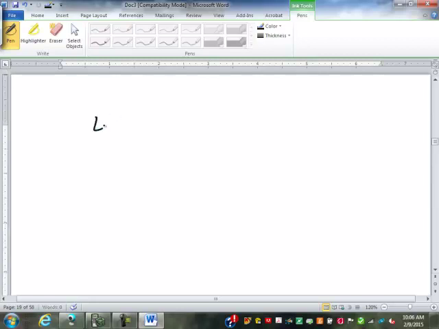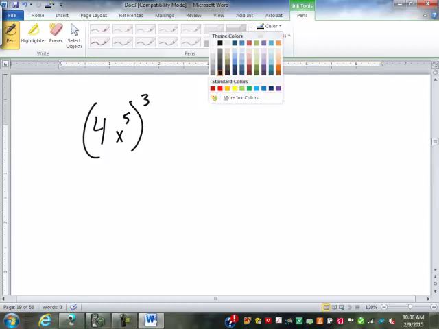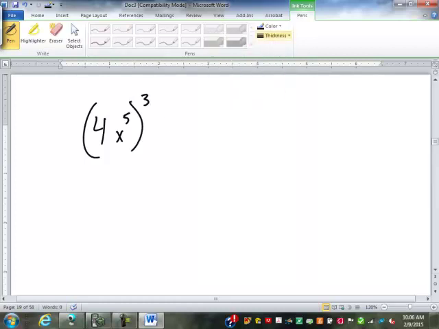What if we have something like that? Do you recall how we did that? We still have to do that 4 to the power of 3. What is 4 to the power of 3? 4 times 4 times 4, otherwise known as 64. How do we handle the powers?